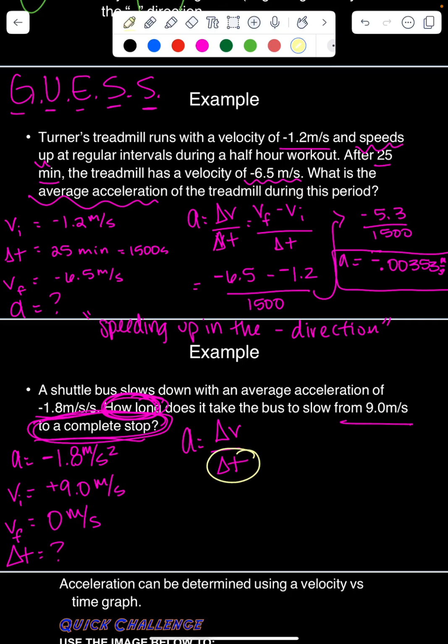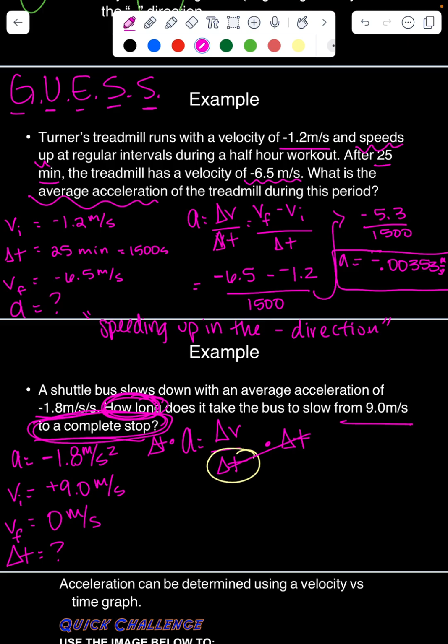Well, we're trying to get time by itself. This is the one that a lot of you struggle with, so please, please, please pay attention. If your given is in the denominator, the very first thing that you have to do is to get it out of the denominator. To get it out of the denominator, we have to multiply both sides by it. We are not going to multiply both sides by delta V. That's not going to get rid of delta V. That's going to be delta V squared.